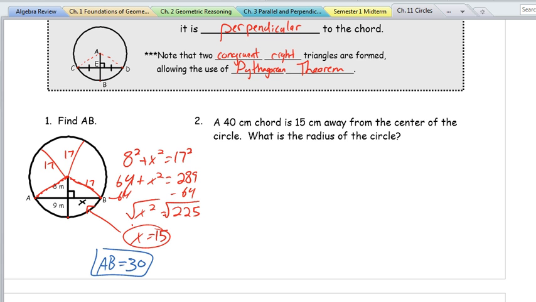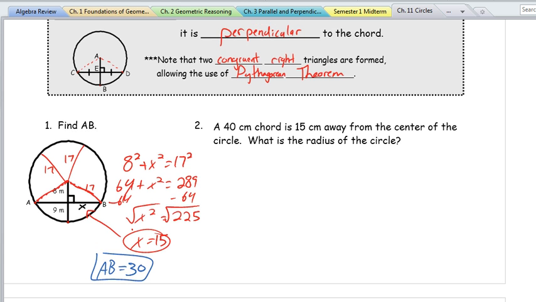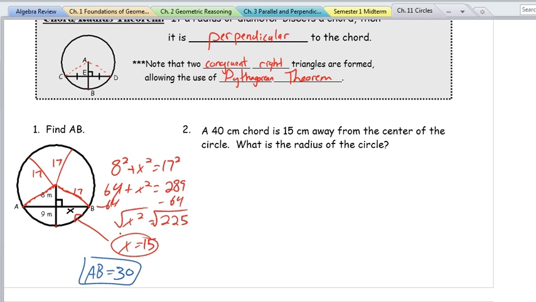These are probably going to be the toughest for you guys. You have to draw the picture. Now it's going to look like pretty much what we just did, but again, they are a little bit tougher. So a 40 centimeter chord is 15 centimeters away from the center of the circle. What is the radius? Okay, so give yourself a nice big picture to work with. Don't make fun of my circles.